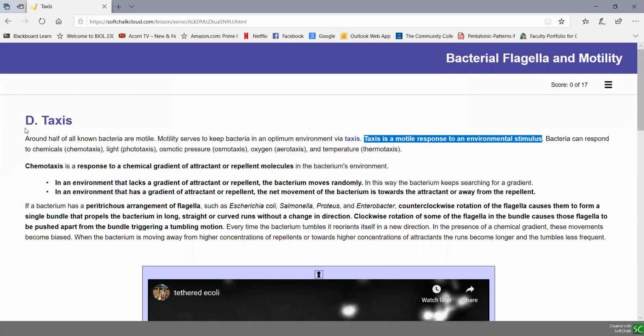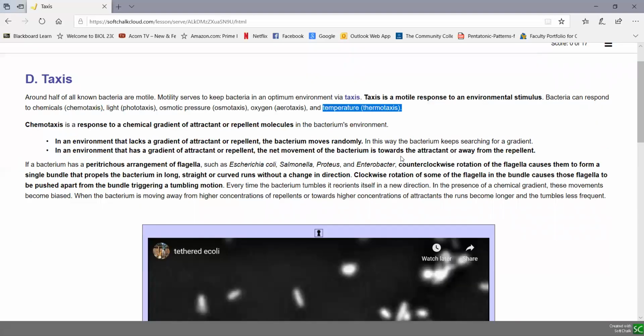Virtually all bacteria with taxis have chemotaxis, and that's a motile response to a chemical stimulus. Bacteria that have photosynthesis that are motile have phototaxis, where they can move towards light. Bacteria also have osmotaxis, where they can move to be in a better osmotically balanced environment. They can respond to oxygen with aerotaxis, where obligate aerobes can swim towards oxygen, obligate anaerobes can swim away from oxygen, and they can also respond to temperature through thermotaxis. So let's look at chemotaxis.